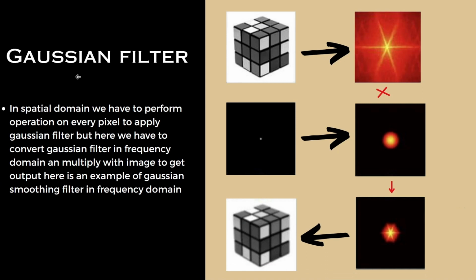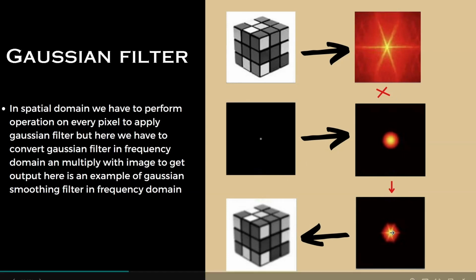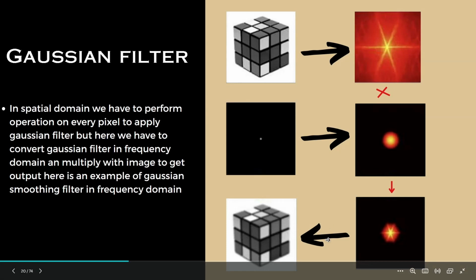Gaussian filter. In spatial domain we have to perform an operation on every pixel to apply a Gaussian filter, but here we just have to convert the Gaussian filter into frequency domain, and then multiply it with the image to get the output. So we have an image in spatial domain, we convert it into frequency domain, we convert the filter into frequency domain, and then we just multiply, so we get the output. And by inverse transform we get the image in spatial domain.